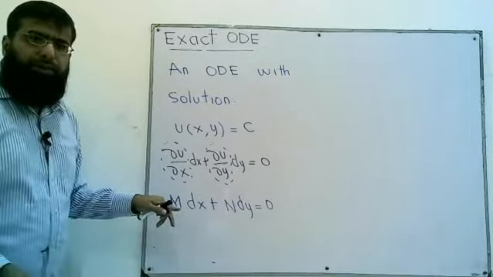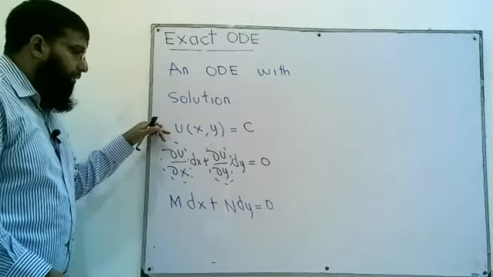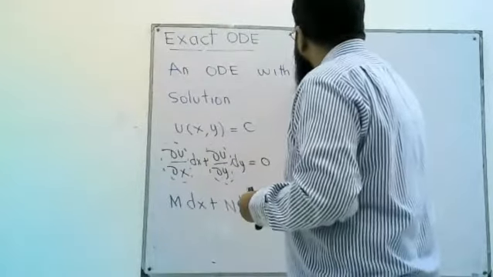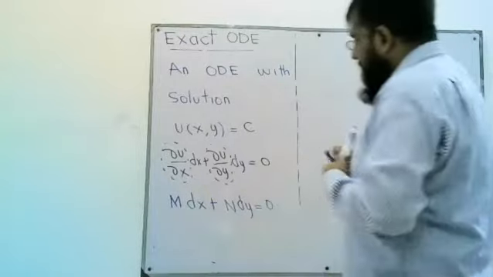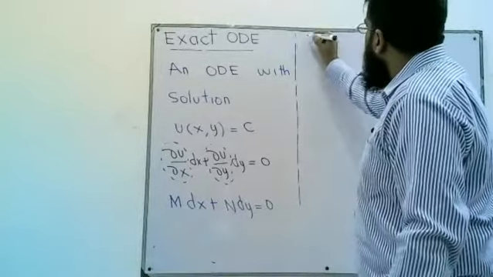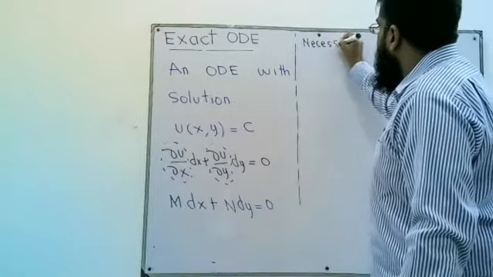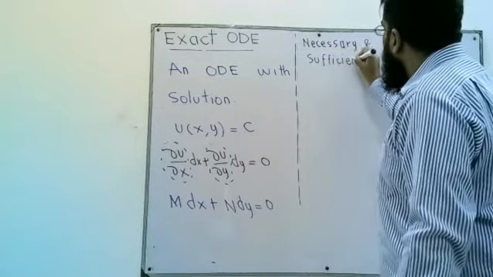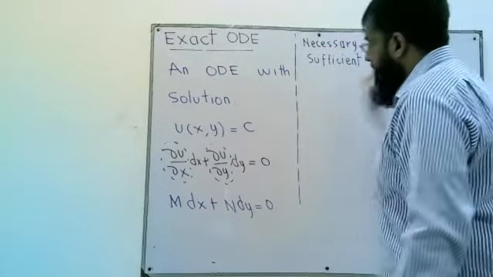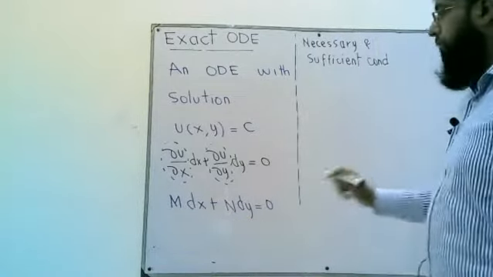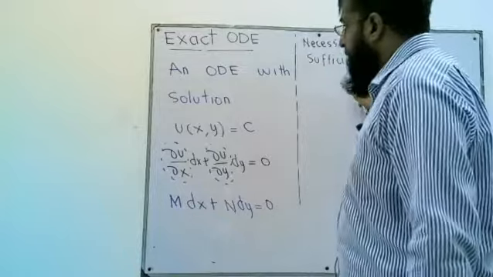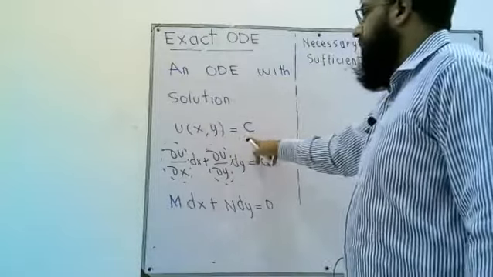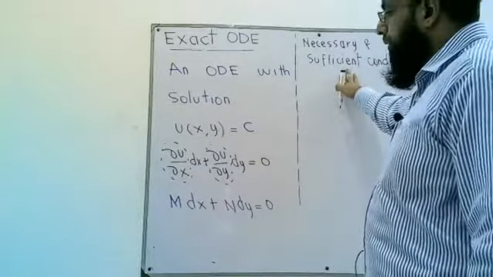This can be presumed to have a solution like this, but it has to fulfill another necessary and sufficient condition. So given a differential equation like this, we first have to check the necessary and sufficient condition. Only then can we claim that it has a solution like this, u of x, y is equal to c. What's that condition?